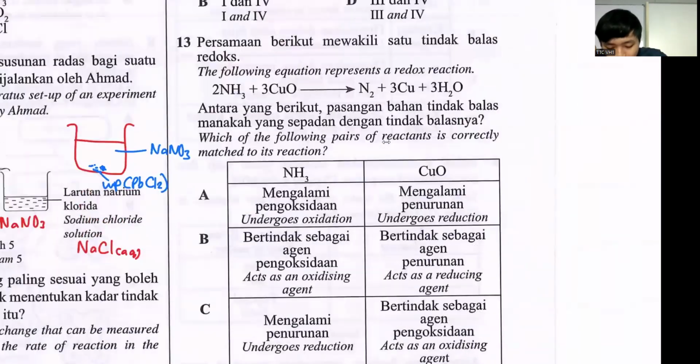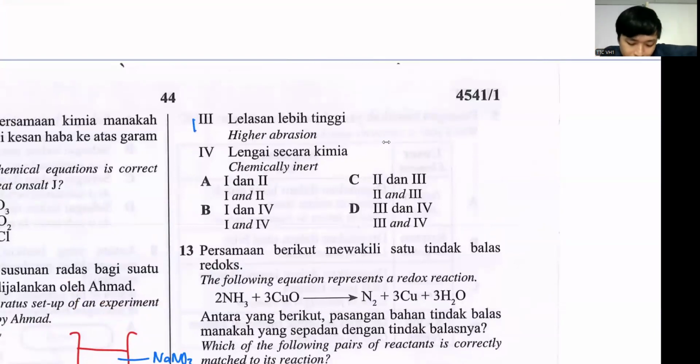Okay. And then we have higher abrasion, yes. Chemically inert, yes. Higher abrasion means don't easily get scratched. Like the brake disc on your motorcycle, on your car. That's why you don't have to change the brake disc on your car every day, every week, every month. Or on your motor. So this one withstands all the friction. Chemically inert means won't react with other chemicals. Okay, so the answer is Donkey.